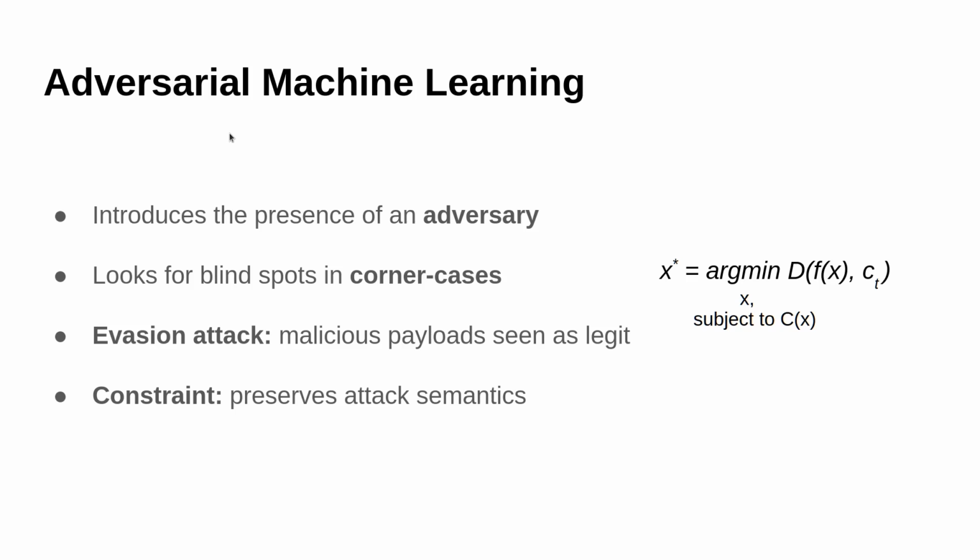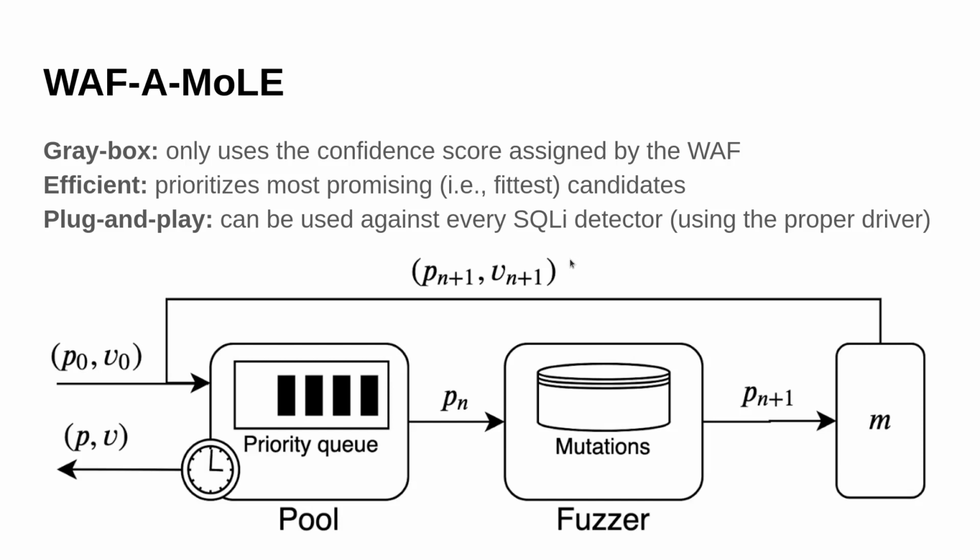So this can be posed as an optimization problem, where here we have F, which is the WAF, which attributes a confidence. C is the class, where in this case it is the benign class, and we want to minimize the distance expressed as D between the confidence for the class computed by the WAF and the target class. So C of X is the set of constraints we need to impose on X to not let it lose the malicious semantics. To do this, we developed WAF-A-MoLE, which is basically a gray box tool.